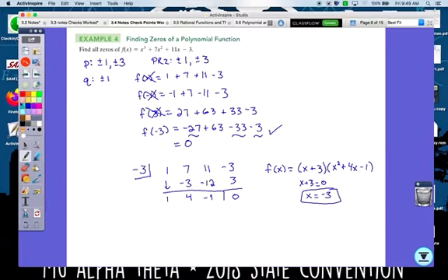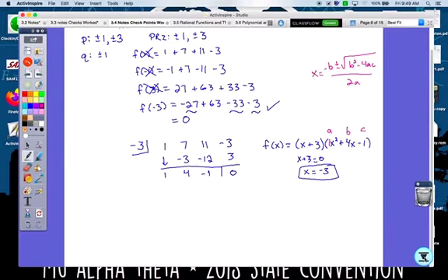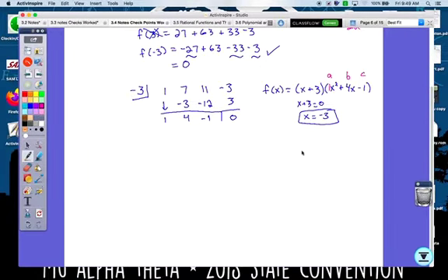All right, but if you remember the quadratic formula, x equals negative b plus or minus the square root of b squared minus 4ac, all over 2a. We're going to use that on this quadratic here in the second parentheses. Our a is 1, our b is 4, and our c is negative 1. So we plug it into that quadratic formula.